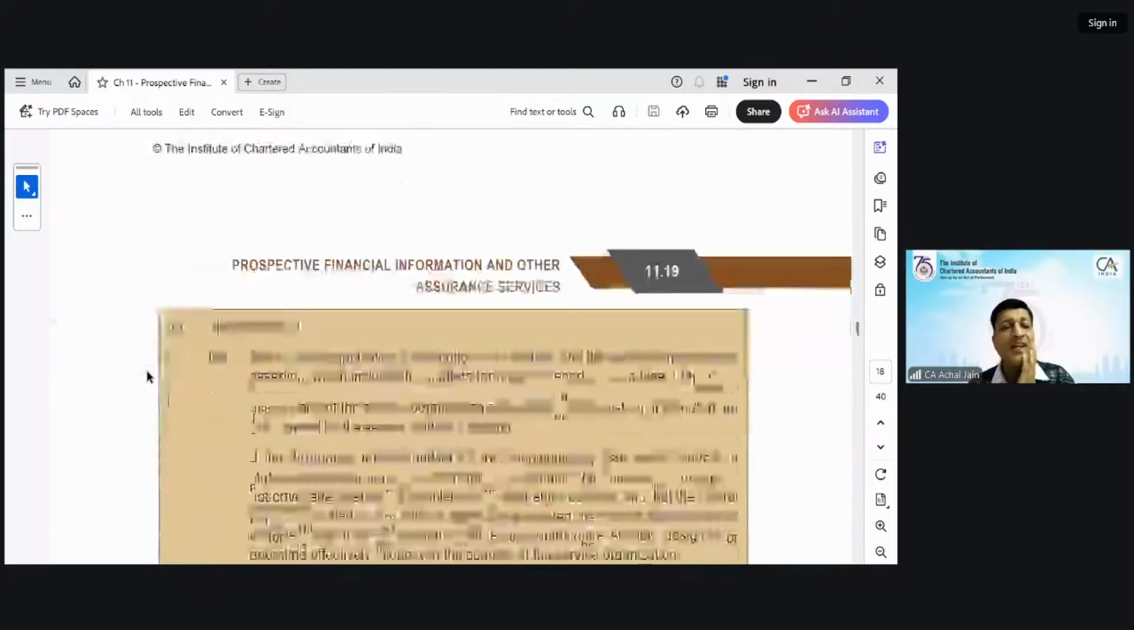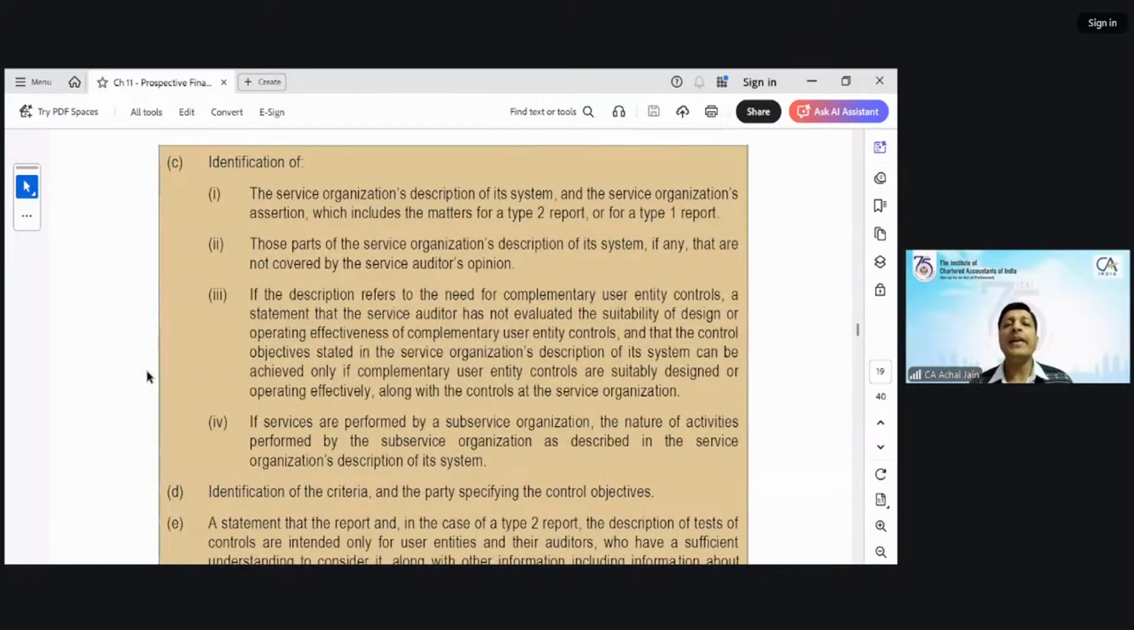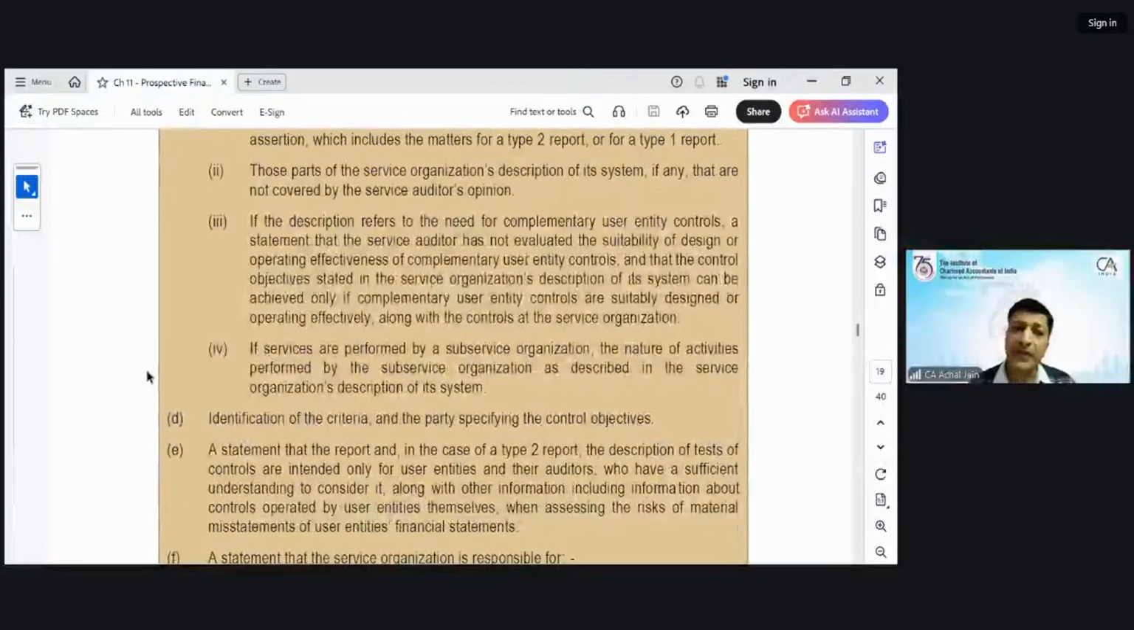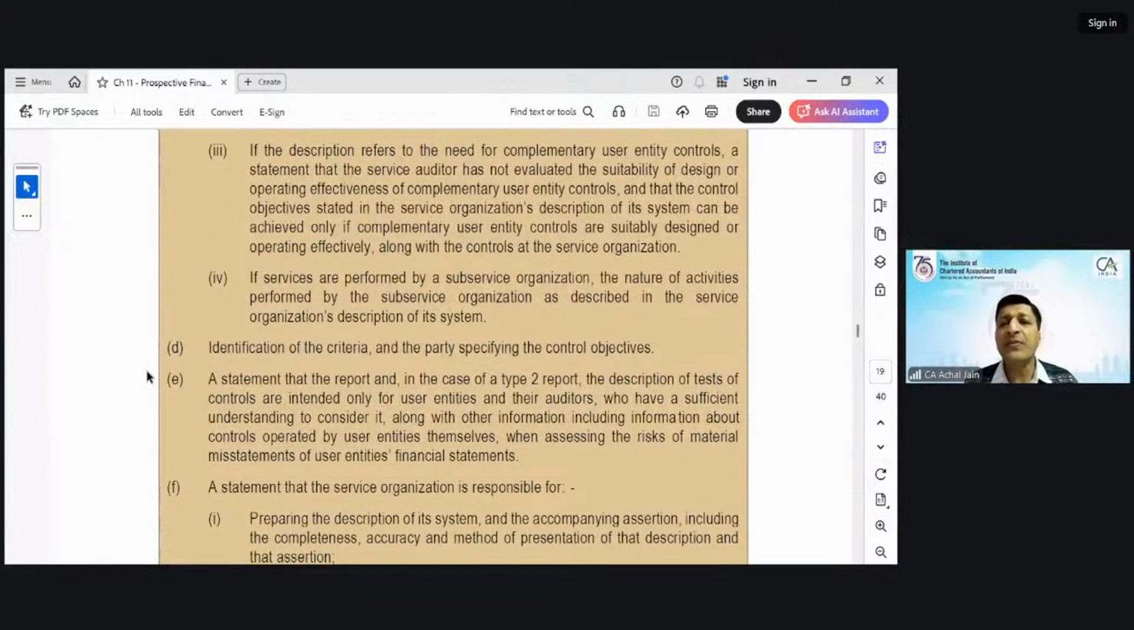Now, moving further, when it comes to the report, what are those elements you'll have? Once again, the title, addressee. Now comes the different part. Identification of service organization's description of its system and service organization's assertion, which includes the matters for type 2 report or type 1 report. Those parts of service organization's description of its systems that are not covered by service auditor's opinion. If the description refers to the need for complementary user entity controls, a statement that the service auditor has not evaluated suitability of design or operating effectiveness of complementary user entity controls, and the control objectives, if those are suitably designed or operating effectively, right?